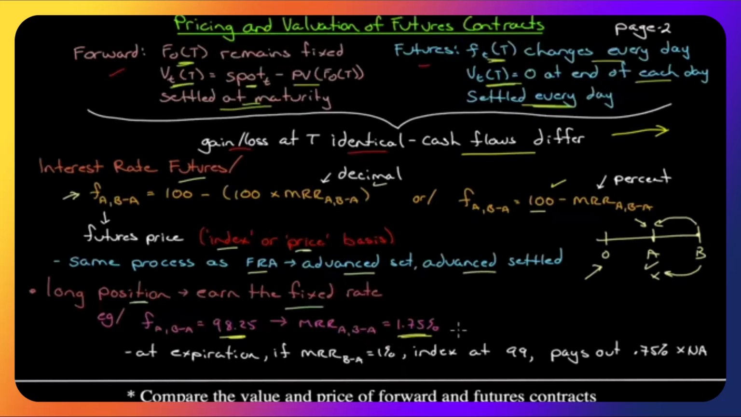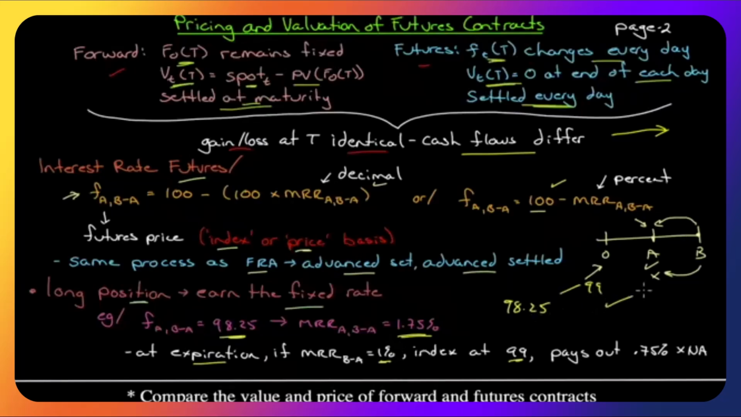We're going to take a long position. So let's say at expiration, the interest rate is now only 1%. That means the index is at 99. So we took a position at 98.25. We went long. It went to 99. It's like any stock. We bought it at this price.